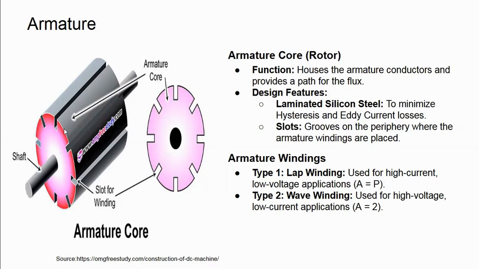Then you'll have the armature windings, which are placed within the slots of the armature. The armature windings can be of two types, lap winding or wave winding. In case the armature windings are lap winding, then the number of parallel paths A will be equal to P. Number of parallel paths is denoted by A, and P is the number of poles. And this construction will be used for high current, low voltage applications. And the second type of winding is the wave winding, in which the number of parallel paths will always be equal to 2, and it is used for low current applications. So this is the cross section of the armature core.